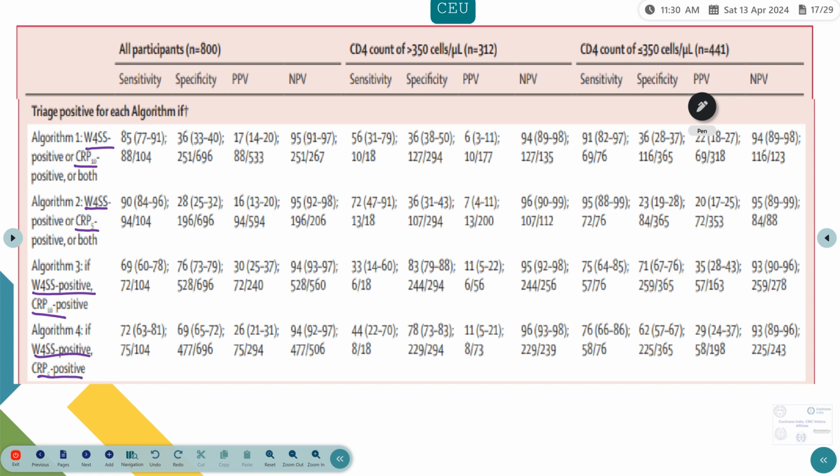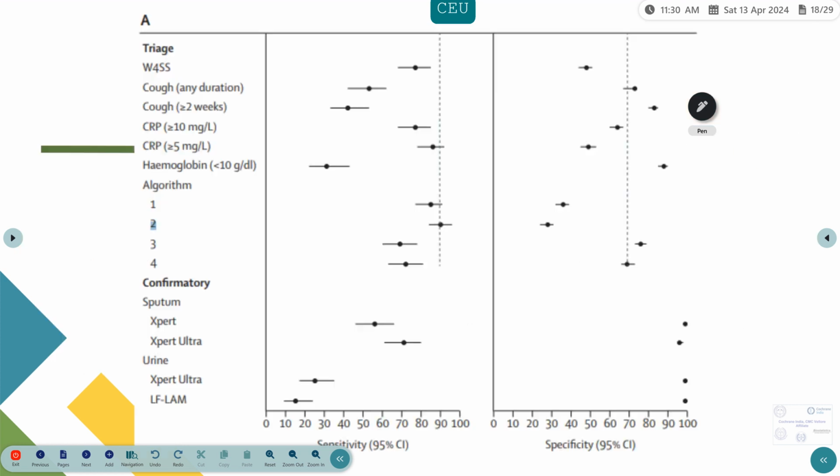Here we can see that we are looking at mainly all participants. Because we want to use this as a triage test, we would like to have a highly sensitive test so that we can rule out patients who don't have the disease. So we look at the sensitivity mainly. The highest sensitivity is in algorithm 2 as compared to the other tests. The same algorithm has the lowest specificity, however. But because we are looking at a triage test, we look at the one with the best sensitivity.